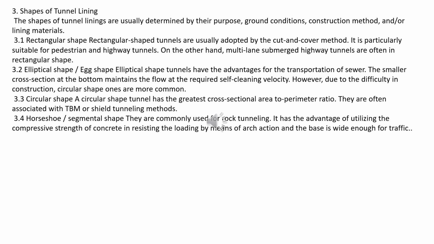And number three, the circular shape. Circular shape tunnel has the greatest cross-sectional area to perimeter ratio. They are often associated with TBM and shield tunneling methods. Number four, horseshoe segmental shape. They are commonly used for rock tunneling. It has the advantage of utilizing the compressive strength of concrete in resisting the loading by means of arc action, and the base is wide enough for traffic.